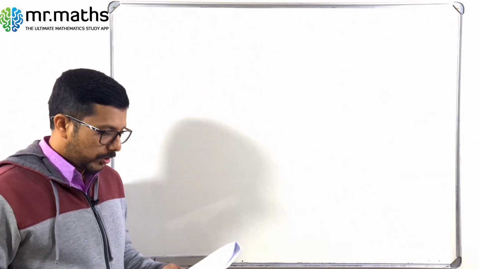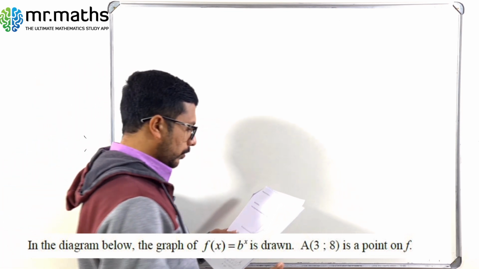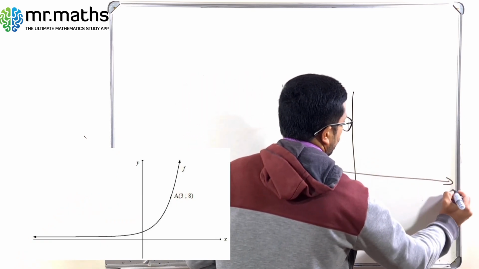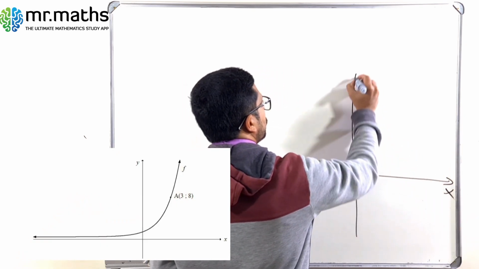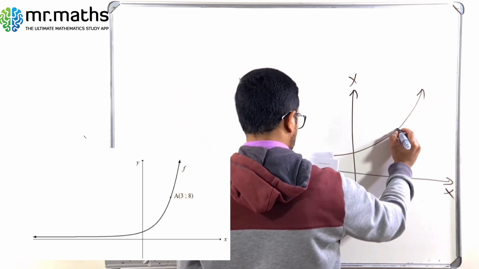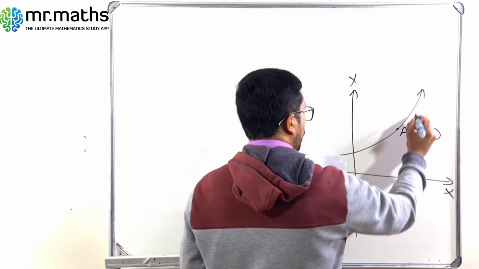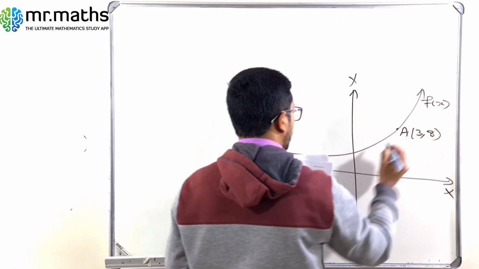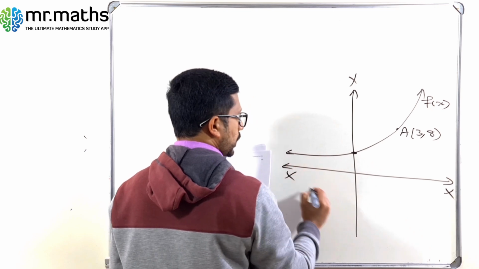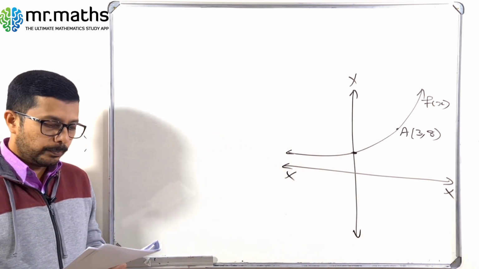Okay, let's move to the next question, question number 5. There is a graph given there. First of all, let me draw that graph here. This is the x and y axis, and there is a graph given like this, and one point is (3, 8), and this is the f of x graph, and this point is the y-intercept, this is the x-axis. Okay, that's all given.